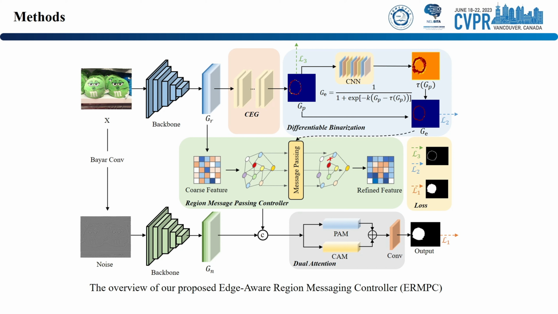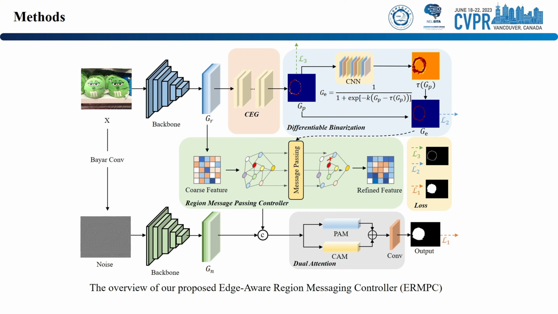We introduce a new two-step scheme called Edge-Aware Region Message Passing Controller (ERMPC). As shown in the figure, it is the overview of our proposed ERMPC. Taking suspicious images as input, we first use two branches to process RGB and noise separately, obtaining GR and GN respectively. We use ResNet 50 pre-trained on ImageNet as backbone network.